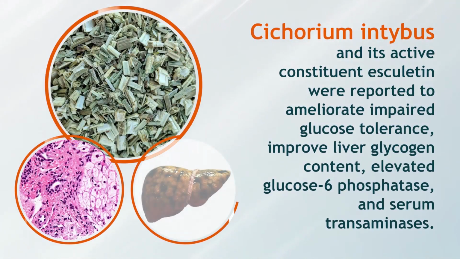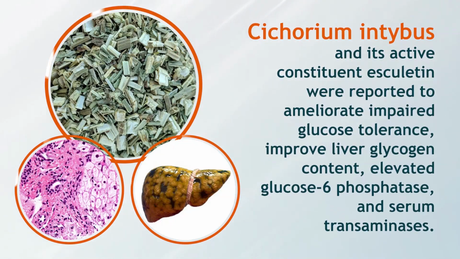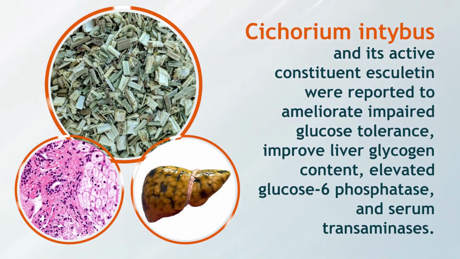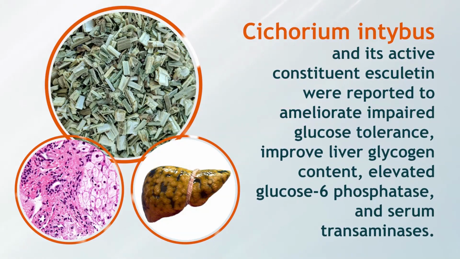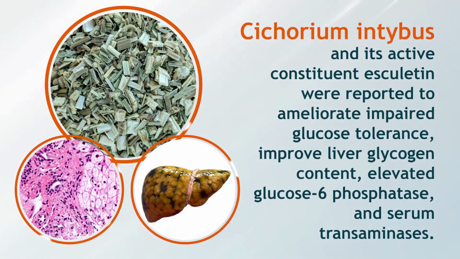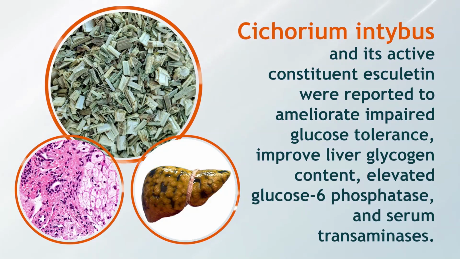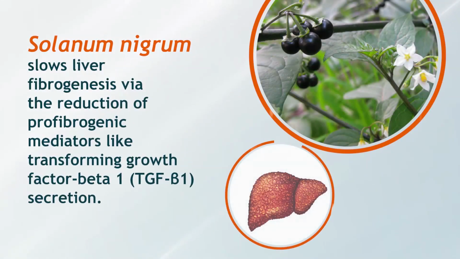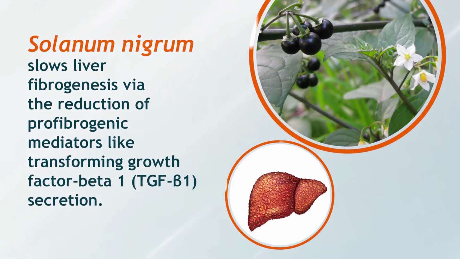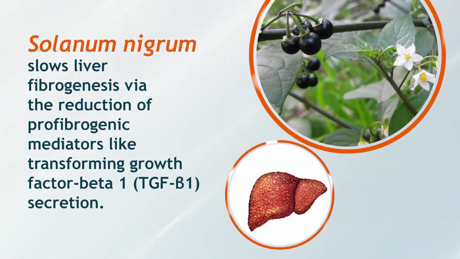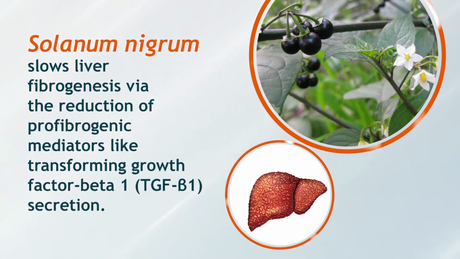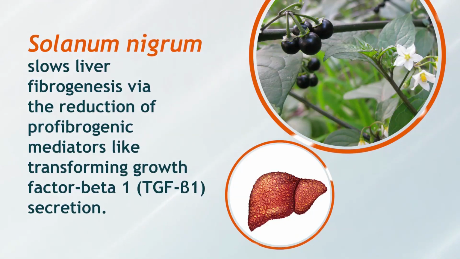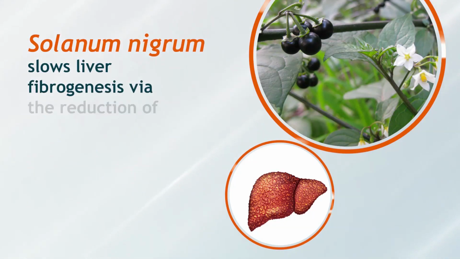Cichorium intybus and its active constituent esculetin were reported to ameliorate impaired glucose tolerance, improve liver glycogen content, elevated glucose 6 phosphatase and serum transaminases. Solanum nigrum slows liver fibrogenesis via the reduction of pro-fibrogenic mediators like transforming growth factor beta-1, TGF beta-1 secretion.